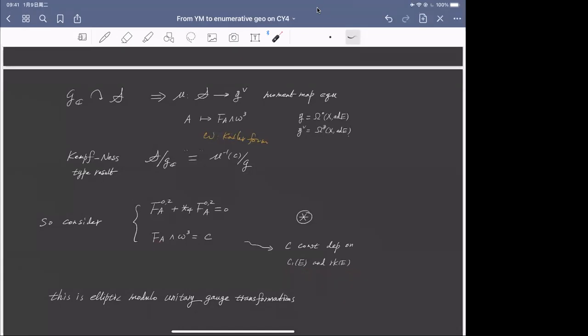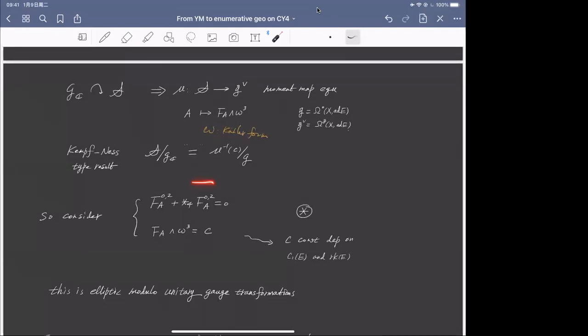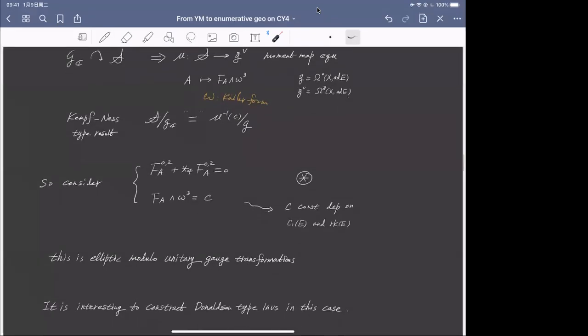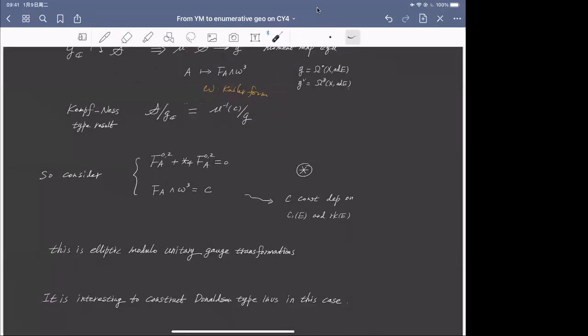The important thing here is that this system of equations is elliptic, modulo these unitary gauge transformations. So this is exactly the setting of anti-self-dual equations on 4-manifolds. We get some finite-dimensional moduli space cut out by this system of equations. So there is an interesting question of constructing Donaldson-type invariants in this case.